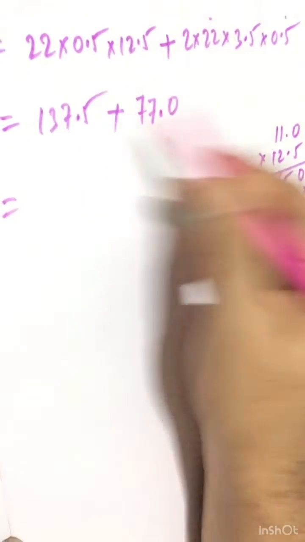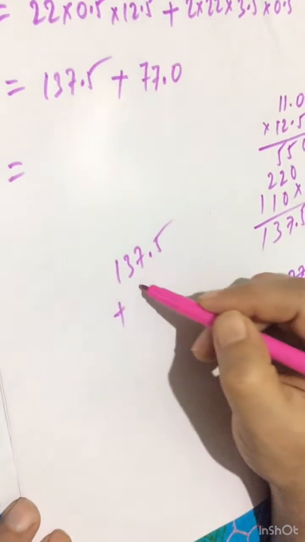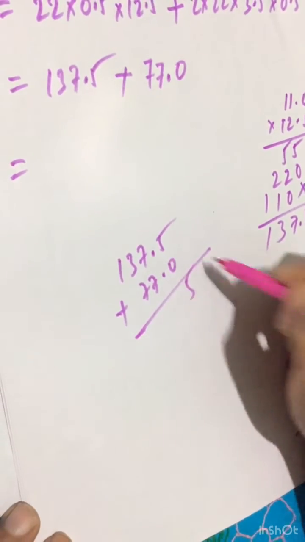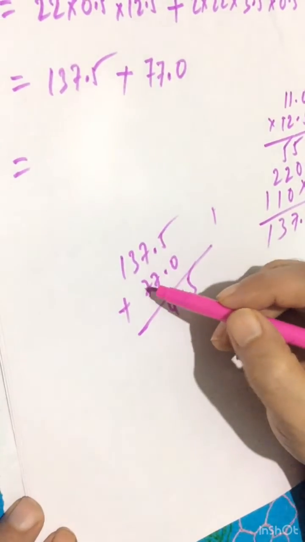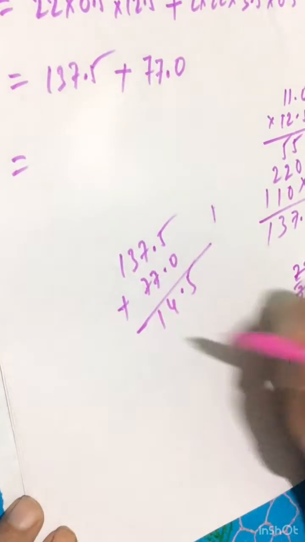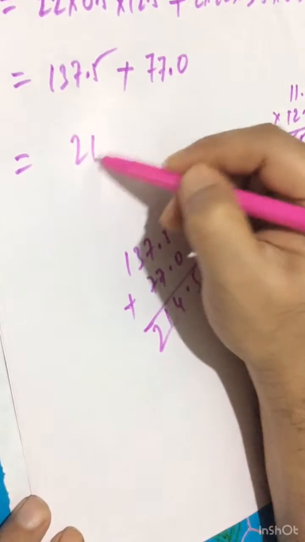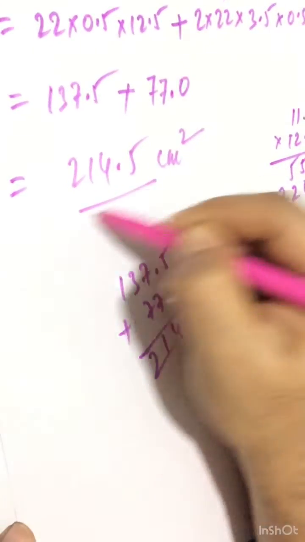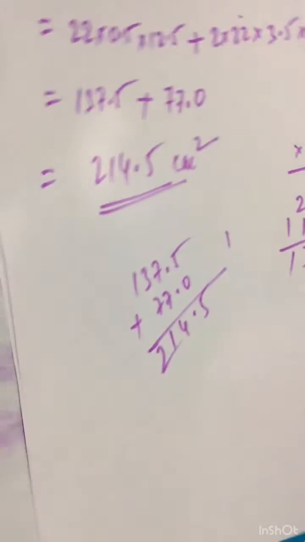So now finally we'll add 137.5 plus 77.0. Okay, 5, 7 plus 7 is 14, 1 in hand, 7 plus 3 is 10, 1 is 11, 1 plus 1 is 2, so 214.5 centimeter square. So this is the total area of that toy that is mentioned.